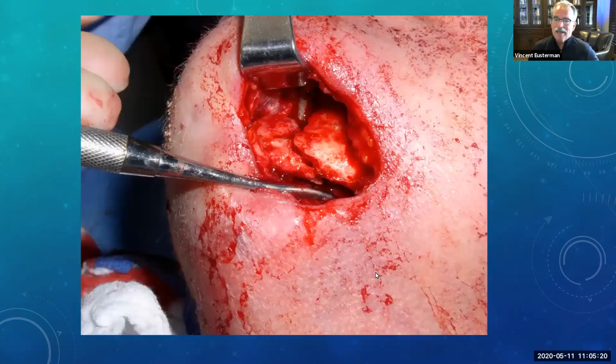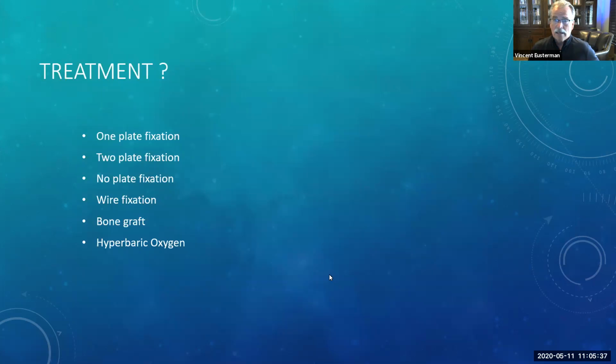So the plan here is to do an open approach and look at this infected tooth that's hooked to a bridge and that is causing an abscess in this area. My question comes to how do we do this type of fixation? Do you use a plate, two plates like you would with a tension band and inferior plate, no plate at all, wire fixation, bone graft, hyperbaric oxygen? These are a variety of ways to look at this.